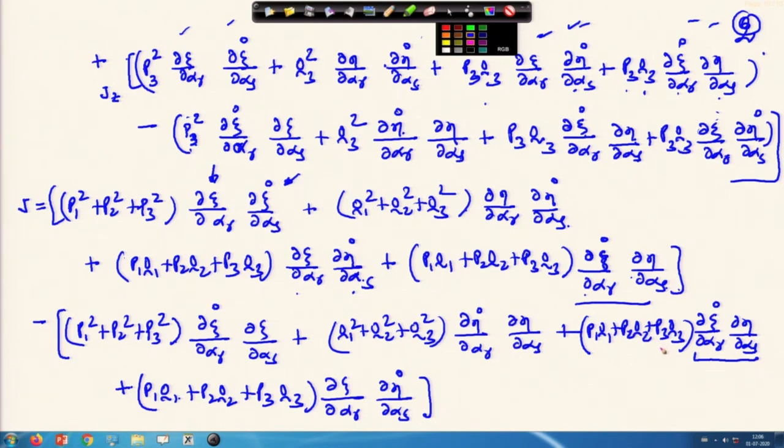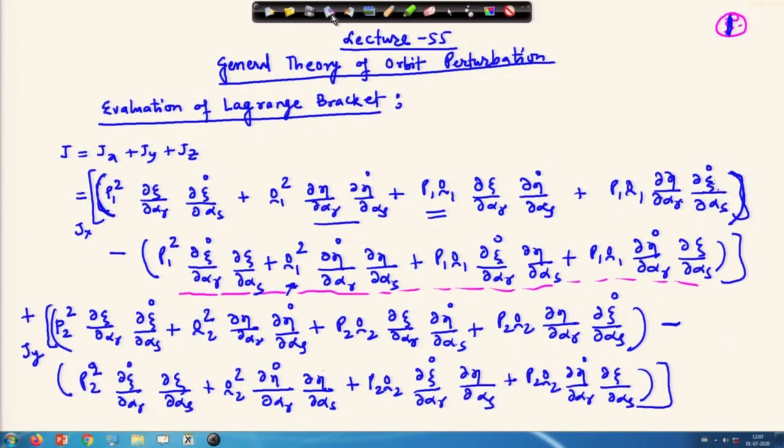Okay. We just need to check these terms. I am just wondering whether some sign has been dropped. P1 Q1. So this part is okay. And then P1 square, P2 square. This is also okay.